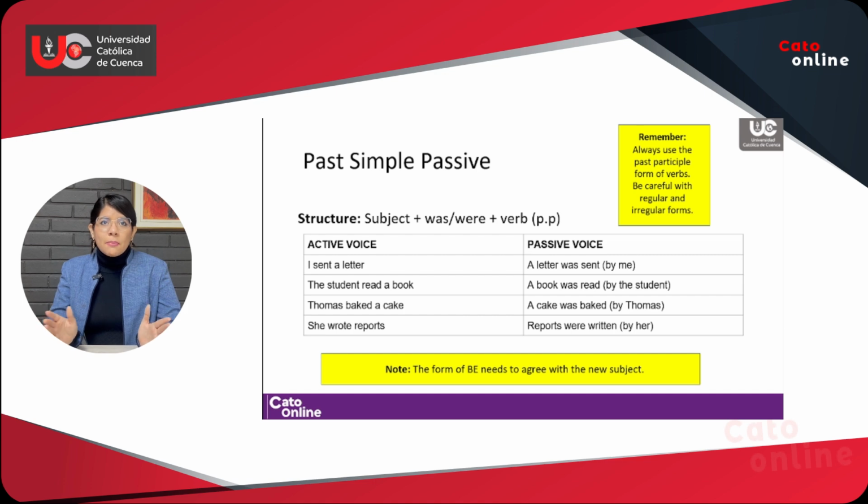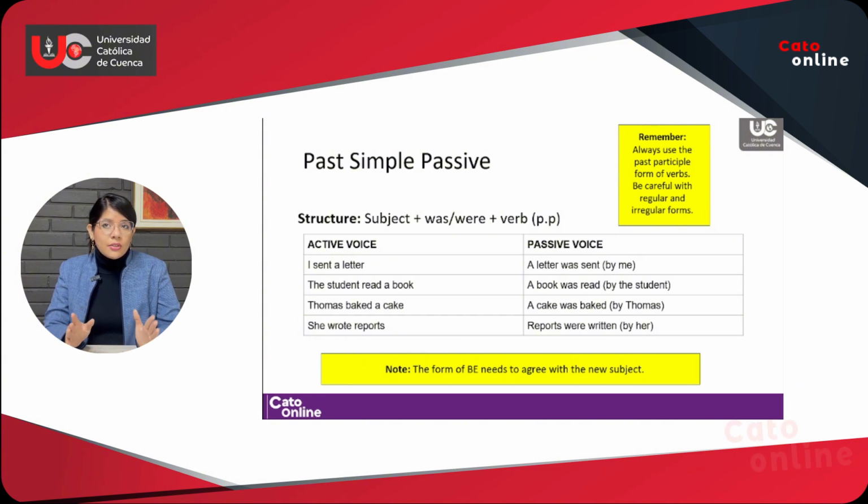Now let's talk about the past simple passive. In this case, when a sentence is in the simple past and then you want to change it to passive voice, the structure is going to be subject followed by was or were. Remember that this is going to depend on the subject. And then the verb in the past participle, again.